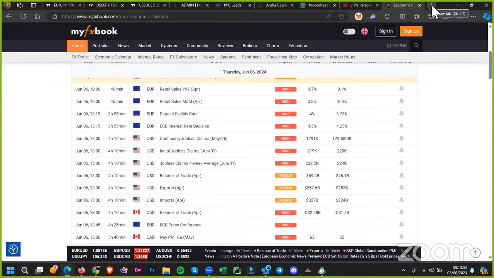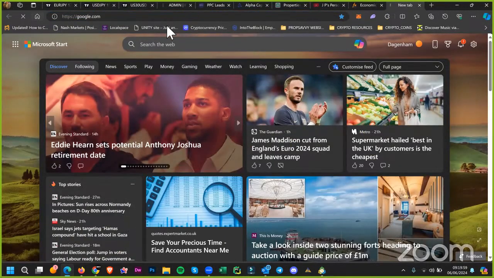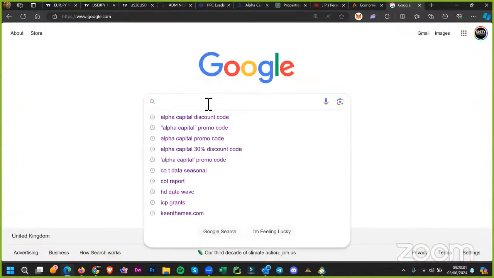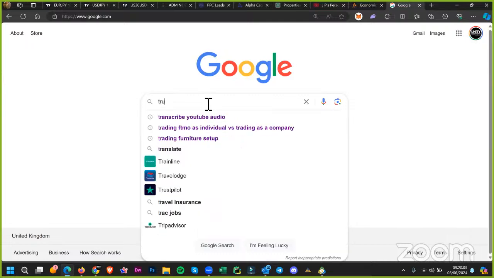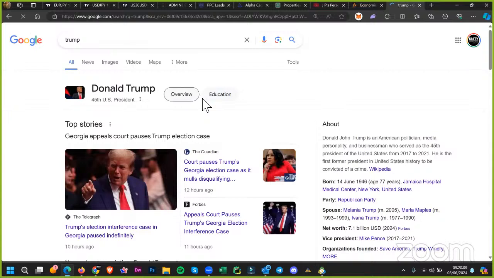Yeah, there's a lot going on. I don't know if you see what's going on in the world at the moment, but AI is still shooting the market up. And also a lot of these central banks are looking to cut interest rates.